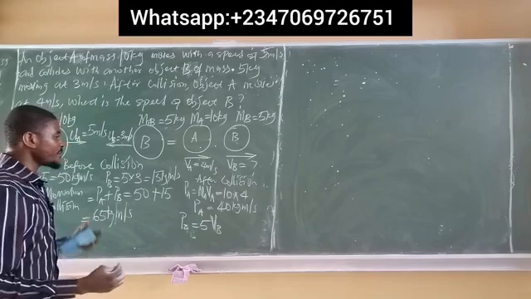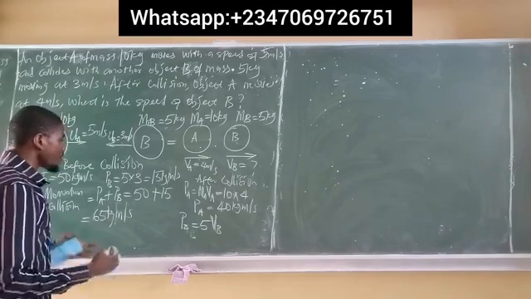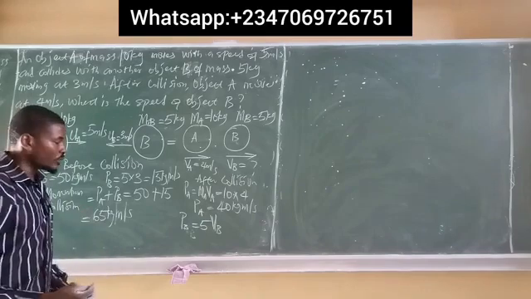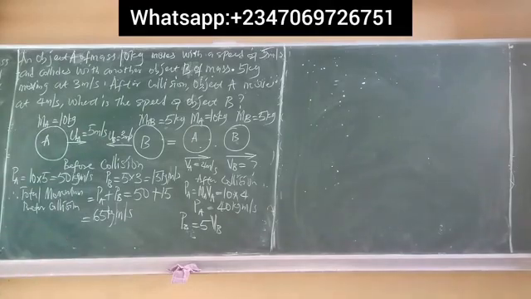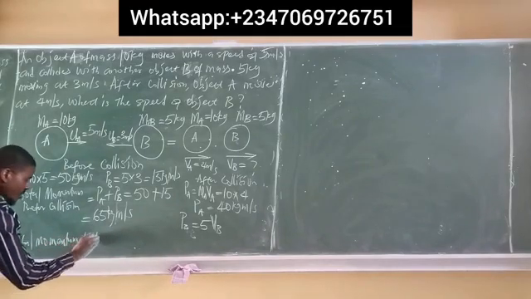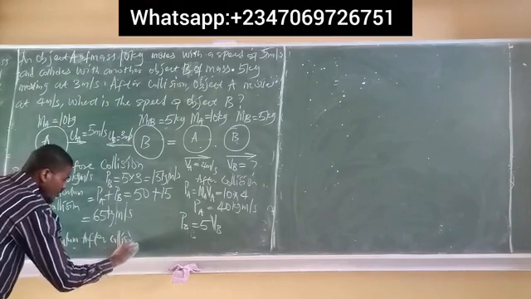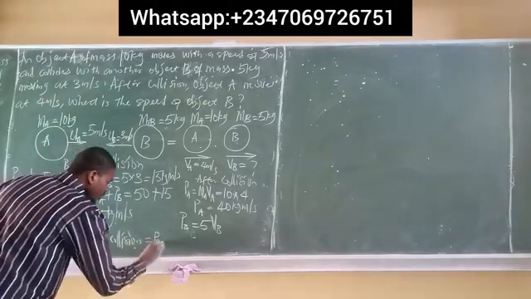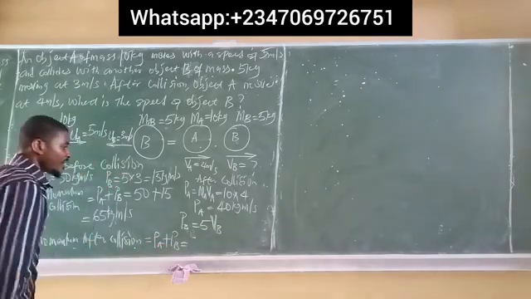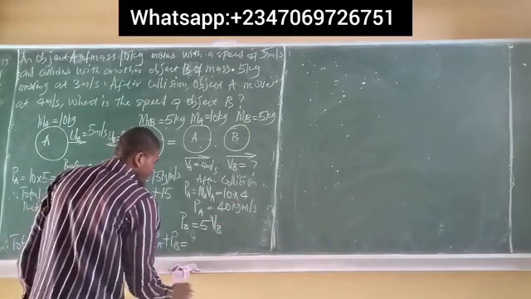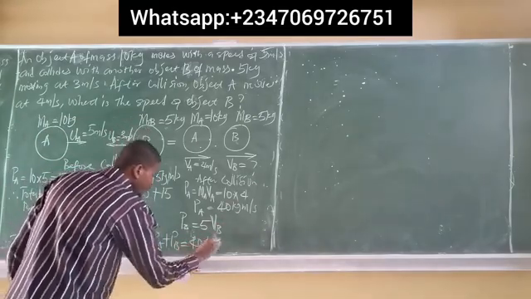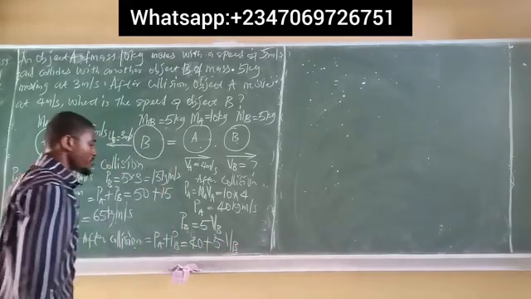The law of conservation of linear momentum simply says the total momentum before collision is equal to the total momentum after collision. So total momentum after collision, we've already found total momentum before collision to be this. Therefore, total momentum after collision becomes now PA plus PB, which is the final values. And the final values are what? 40 kilogram meter per second, plus, of course, this 5VB. So you keep it like this.